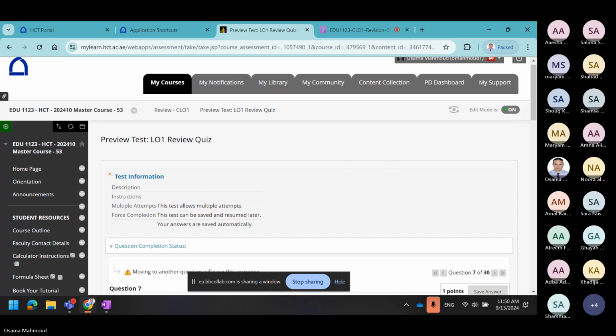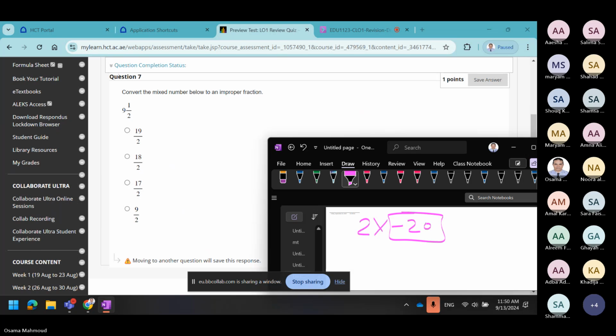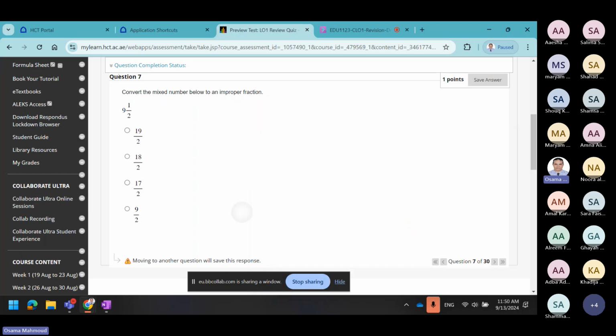Now, I'll go for this one. I call this one the mixed, right? So this mixed number, how to get this one as a fraction? You multiply this one by this one, you have 18. You add this one to this one, you have 19. So you have 19 over 2. If you divide this one, you will have this number. This is how to do this one. So the right answer is A.